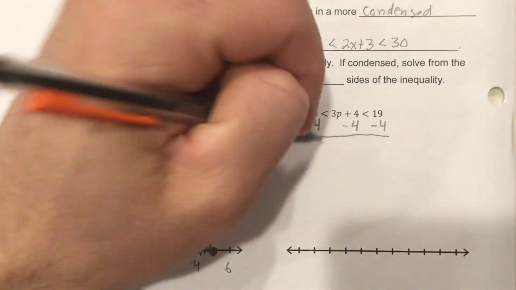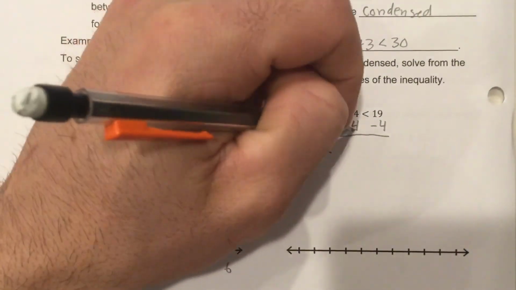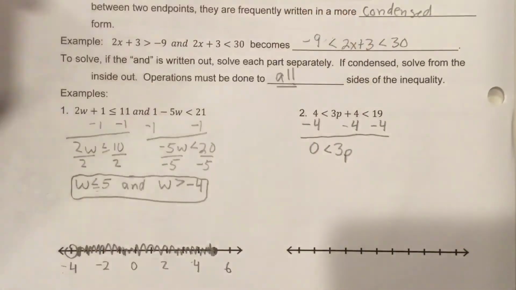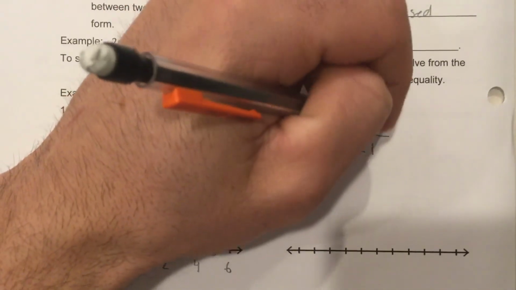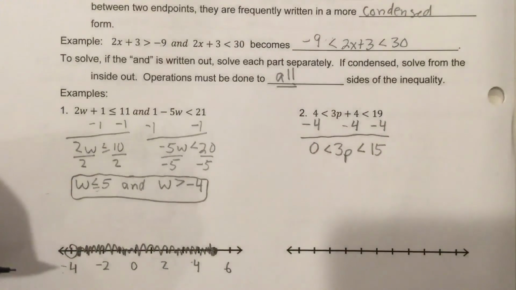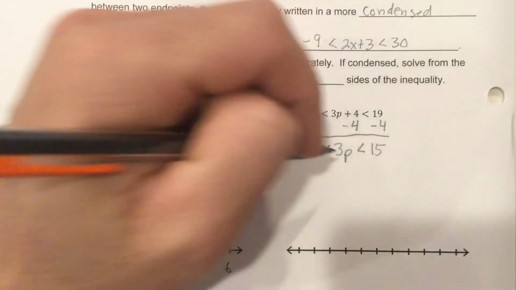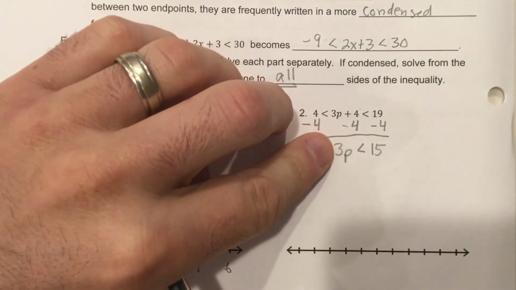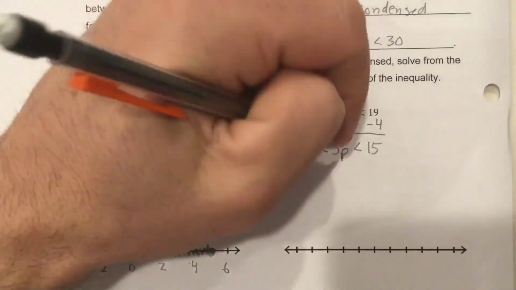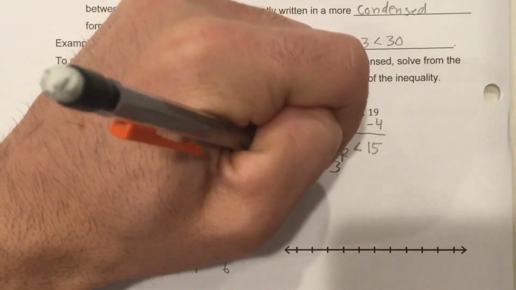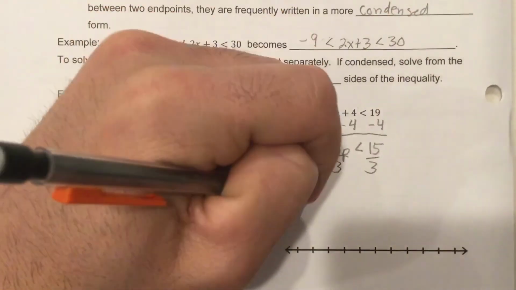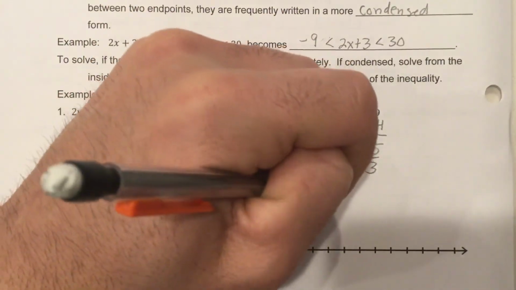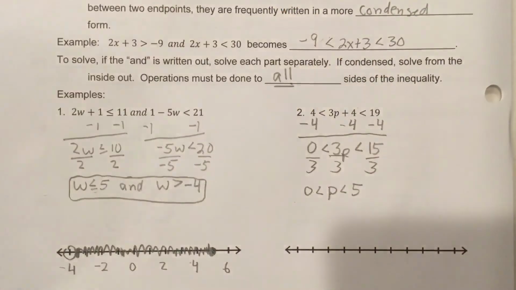So I'd have 4 minus 4 is 0. The 4's cancel here, so I'm left with just 3p. And then 19 minus 4 is 15. Last thing, again focusing on that middle, trying to get that p by itself, I divide by 3. But again, we divide all sides by 3. 0 divided by 3 is 0, less than p, less than 5.